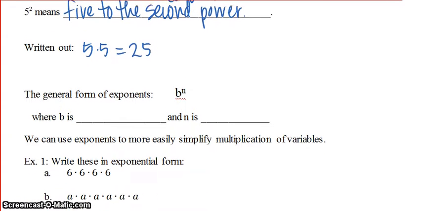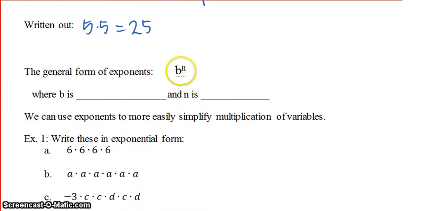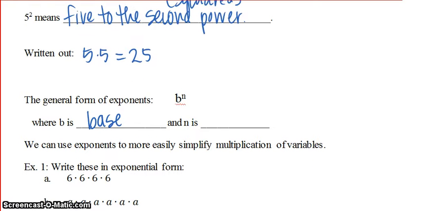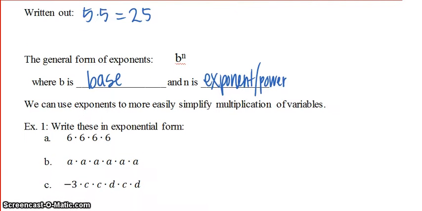Now, the general form of exponents is b to the n, where b represents the base. So in that other case, the base would have been 5. And then the n is the exponent, or you could call it the power. It depends on what you want to call it. Again, you can read it b to the n. Obviously you can use squared and cubed, but once you get 4, 5, 6, you say b to the 4th, b to the 5th, or I can say b to the n power.